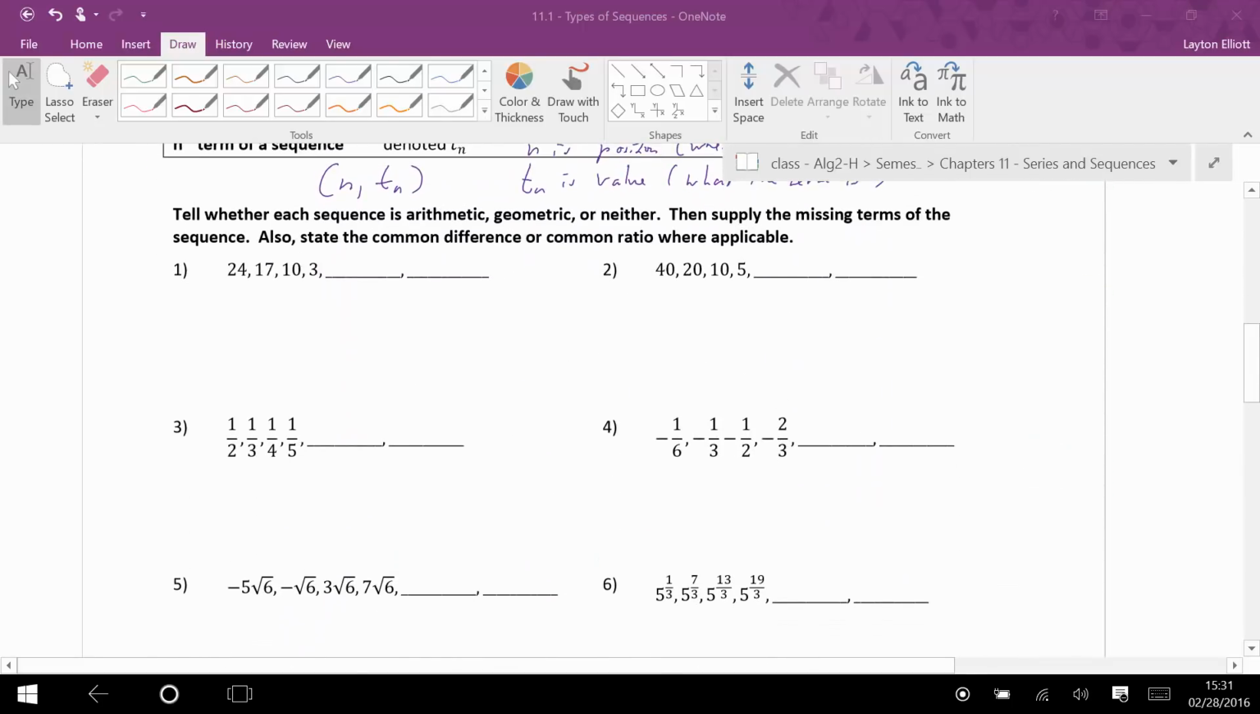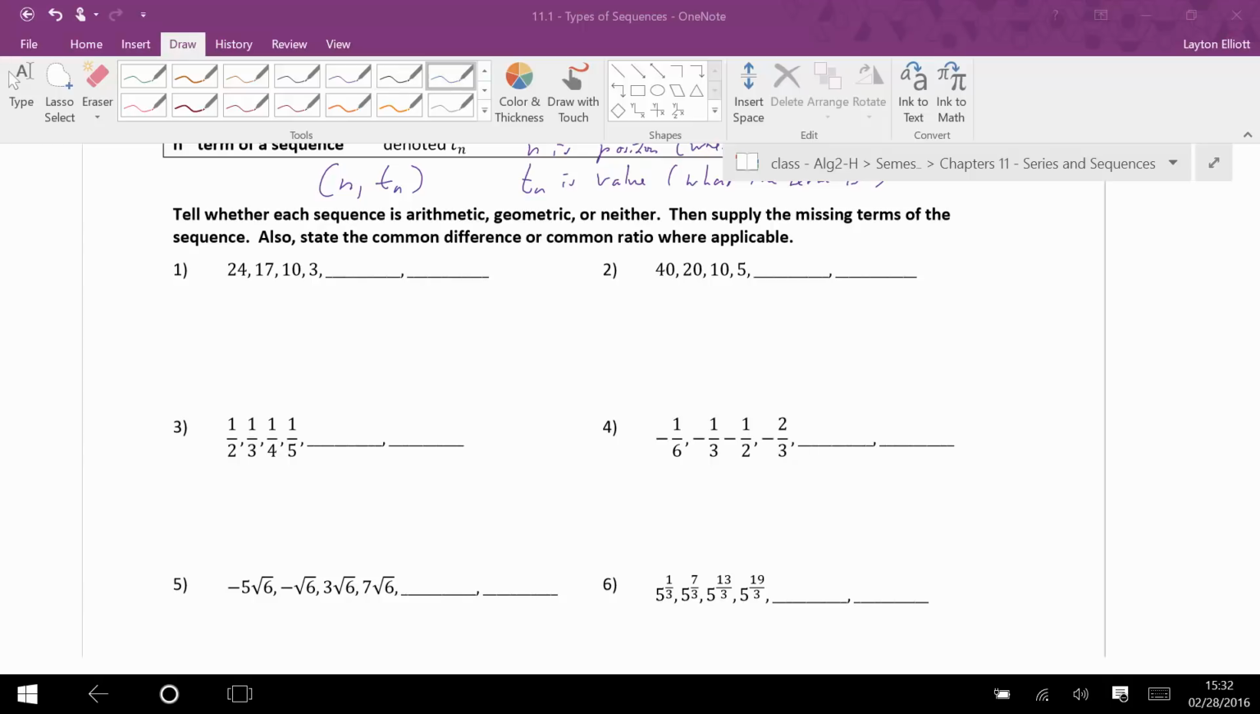Now, for the first task, we're just going to look to see whether each sequence is arithmetic, geometric, or neither. And depending on what it is, we're going to fill in the sequence, and then if there is a common difference or ratio, we're going to say what that is.